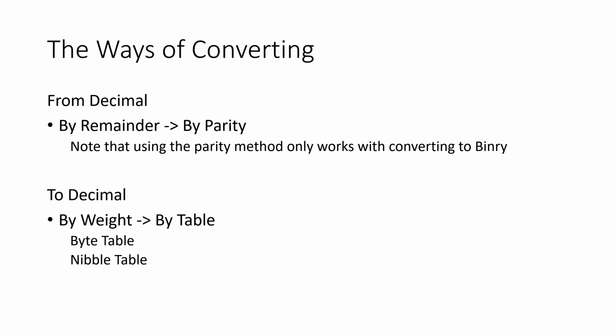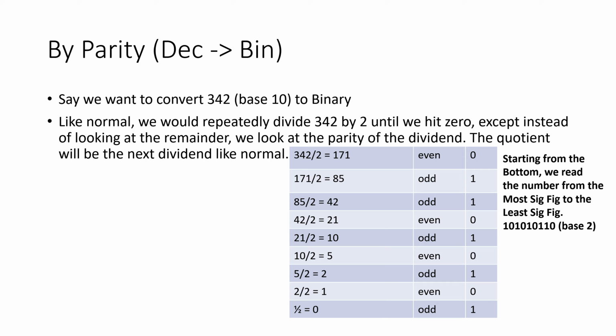So a shortcut for converting from decimal to binary is by looking at the parity. I'll go ahead and get to that in a bit. And then, of course, the longer way is by remainder, but remainders suck. So, yeah. If we're converting to decimal, then normally we would look at the weight, being the powers of whatever the base is. Or we could do it by table, which is pretty much the same, but it's a little easier, I think.